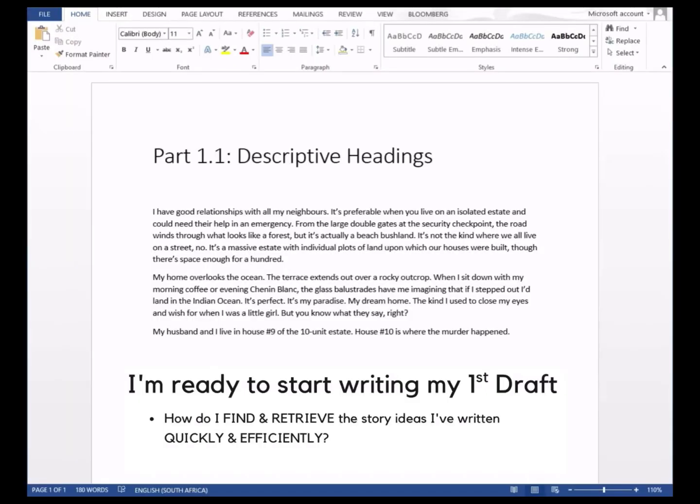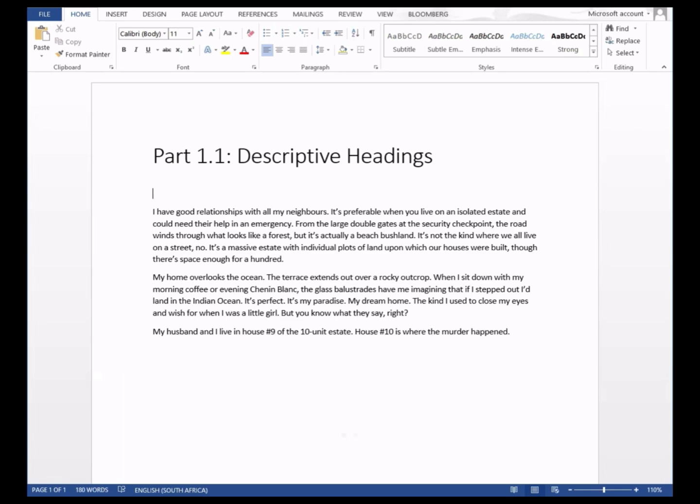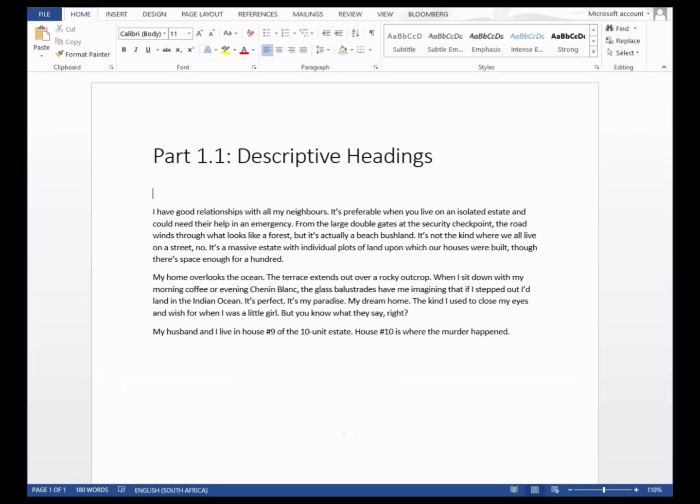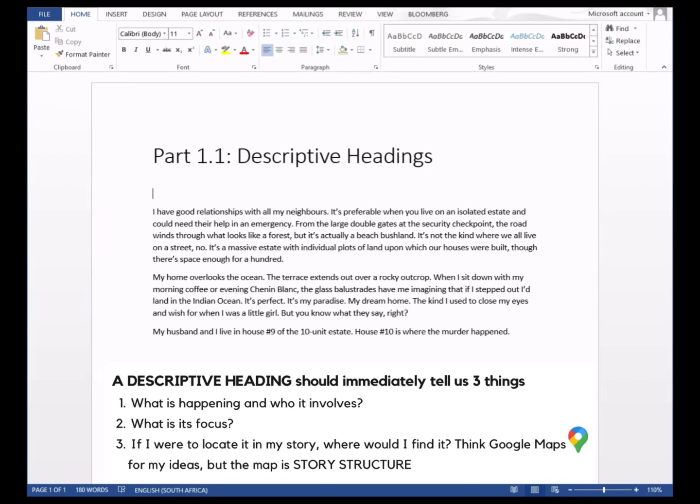When I'm ready to start writing my first draft, how do I make sure I can find and retrieve all the ideas I've written in my planning phase quickly and efficiently? The answer is descriptive headings. This means I'll never have to reread or remember where I've saved a story idea until I'm ready to use it. A descriptive heading should immediately tell us three things about any story idea.